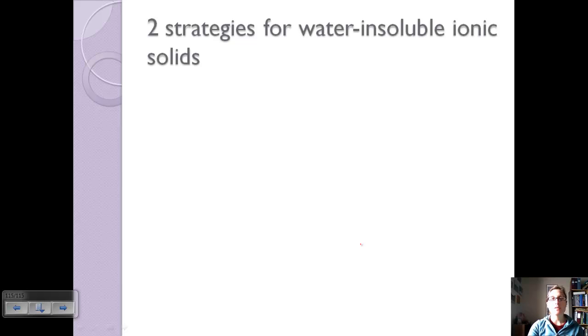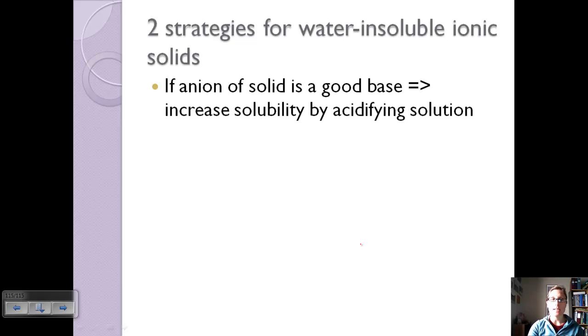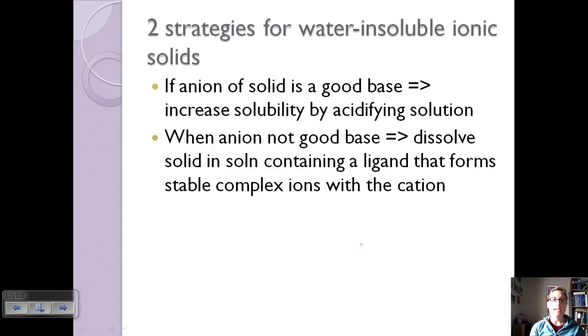So there are 2 strategies for these water-insoluble ionic solids. If the anion of the solid is a strong or good base, then that means we can increase the solubility by acidifying the solution. If the anion is not a good base, then we dissolve the solid in a solution containing a ligand that forms stable complex ions with the cation. Just like we showed in the example, to break up the silver and the chlorine, we put it with ammonia, which is a ligand that will form a stable complex ion.